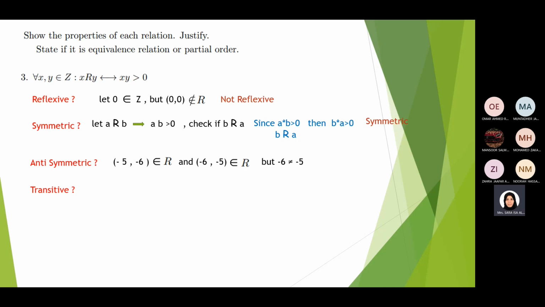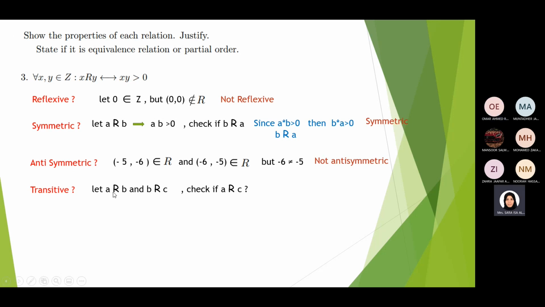Transitive. What do you think? Is it transitive? Transitive means I have to assume A related to B and B related to C. This is my assumption, it's true. I have to show A related to C. Yes, it is transitive. I have to assume this.